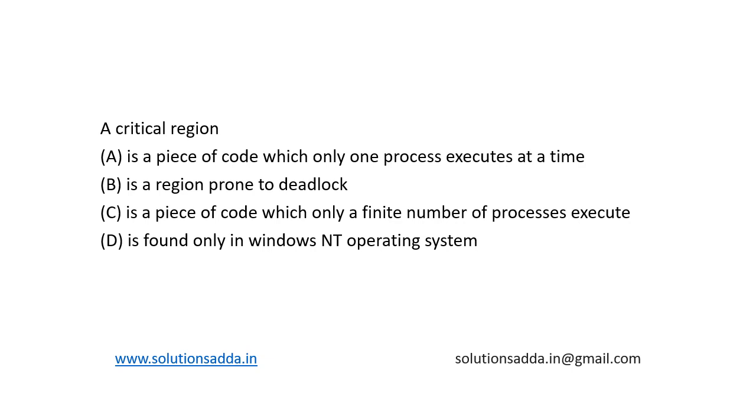This is a question from operating system. A critical region is, and 4 options are given. So what is the definition of a critical region? A critical region is a shared piece of code where only one process can execute at a time. This is the definition of critical region. So based on the options, option A is the right answer here.